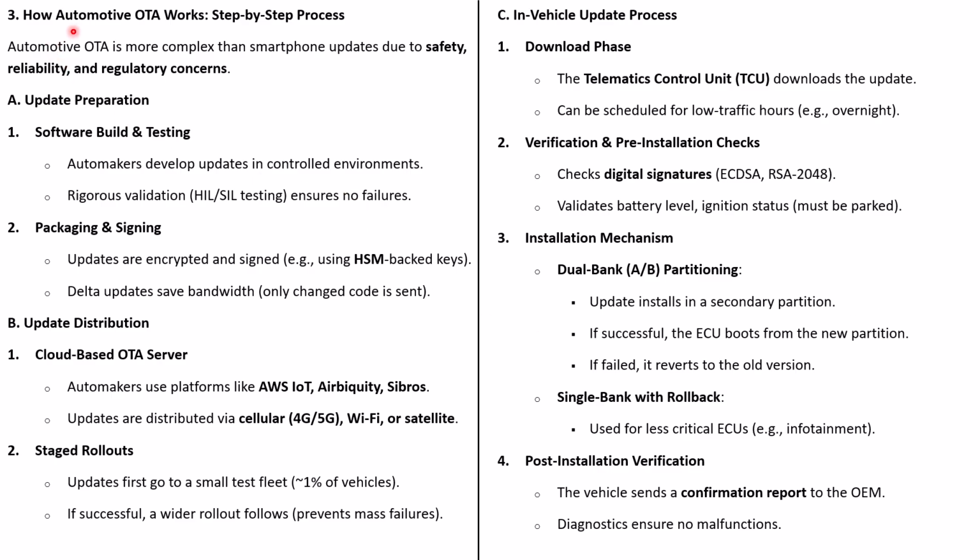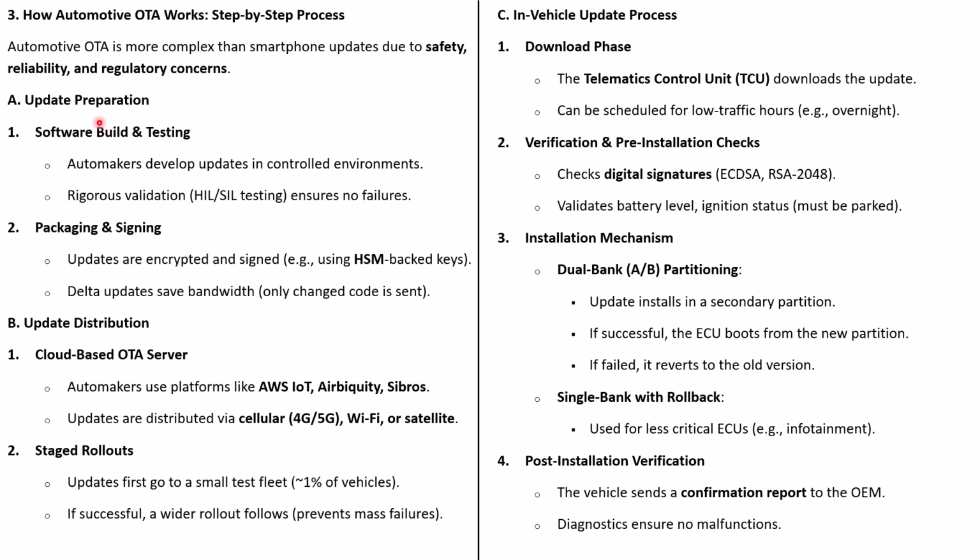Now, how do the automotive OTA steps work step by step? First is update preparation, second is update distribution, and third is the in-vehicle update process. This is very similar to the general OTA which I touched upon in the previous video, but here I will touch upon it in a more elaborate manner. Automotive OTA is more complex than smartphone updates due to safety, reliability, and regulatory concerns.